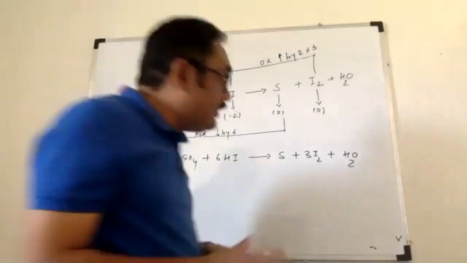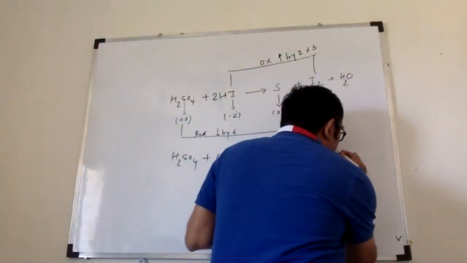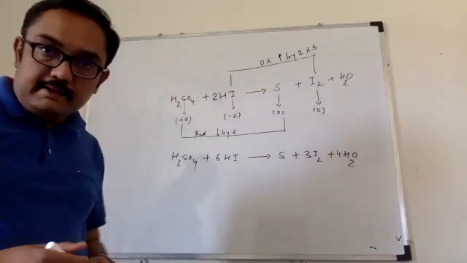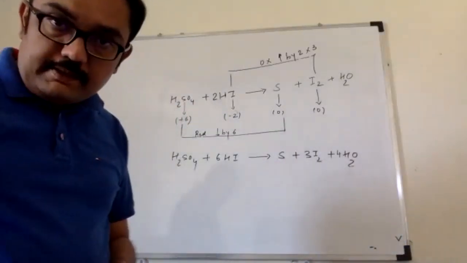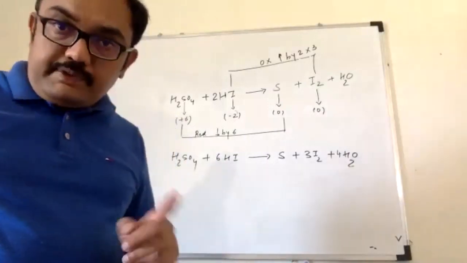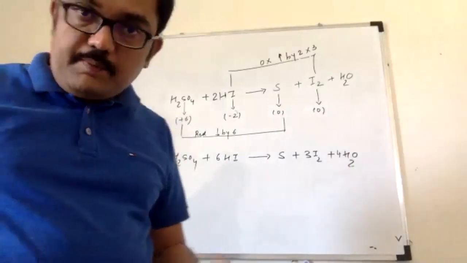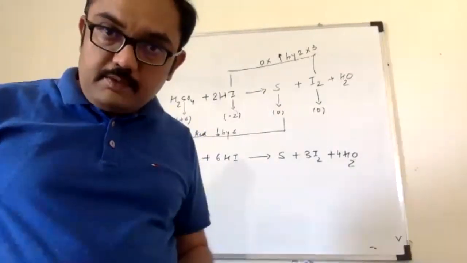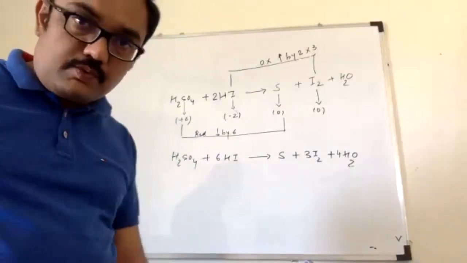So what I am doing, I am making it 4, to balance the oxygen. So once again I am repeating the step: after balancing charge, you have to balance the difference of oxygen by putting H2O.